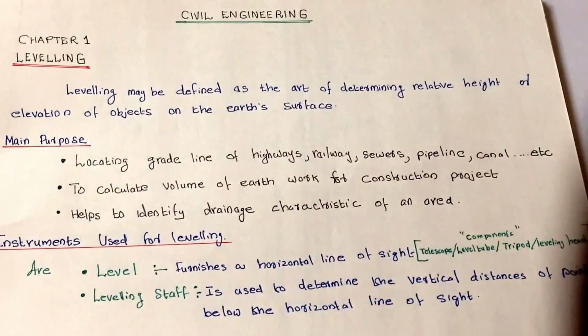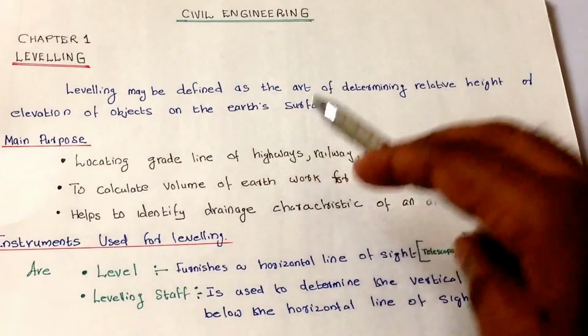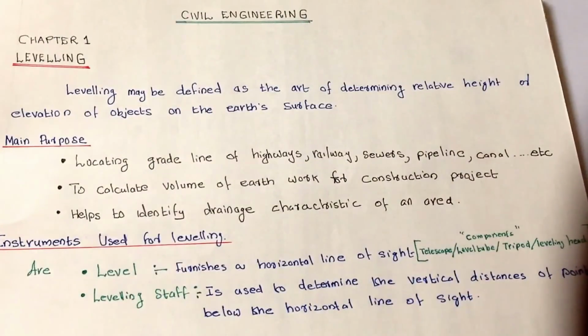So leveling we can define as the art of determining relative height or elevation of objects on the Earth's surface. The main objective is to measure the relative heights or elevation on the Earth's surface. What are the heights and other things on the Earth's surface? There are some purposes for that.